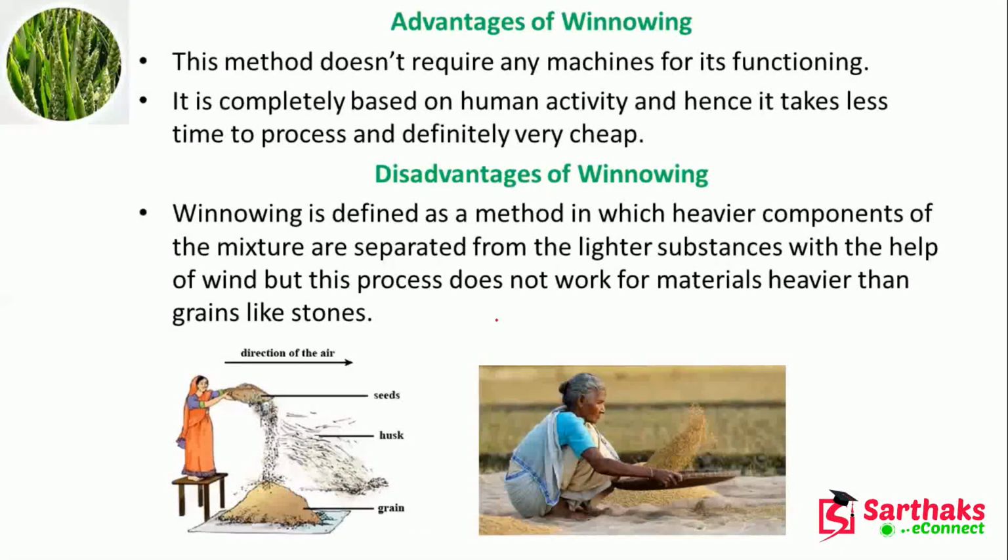Now, advantage of the winnowing. The method does not require any machines for its functioning. Only wind is required. It is completely based on human activity, hence it takes time to process and definitely very cheap. Disadvantage is what? The heavier components of the mixture are separated from the lighter substances with the help of the wind. But this process does not work for the materials heavier than the grains like stones. We cannot segregate the stone from the required crop. That is a big problem.